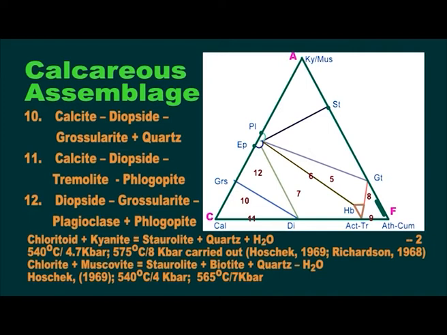Note, in such rocks, staurolite appears under high to medium and even low pressure conditions. By the reaction, chloritoid plus kyanite gives rise to staurolite plus quartz plus water. Reaction number 2, 540 degrees centigrade at 4.7 kilobar, 575 degrees centigrade at 8 kilobar, carried out by Hoschek 1969, Richardson 1968. Another reaction is chlorite plus muscovite giving rise to staurolite plus biotite plus quartz plus water. Hoschek 1969, 540 degrees centigrade at 4 kilobar, 565 degrees centigrade at 7 kilobar.